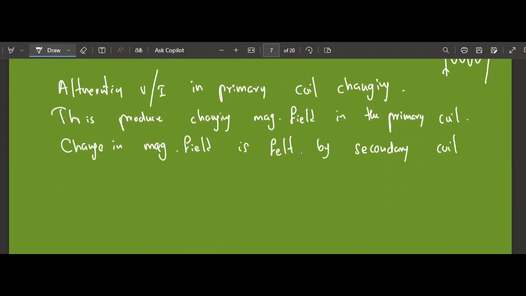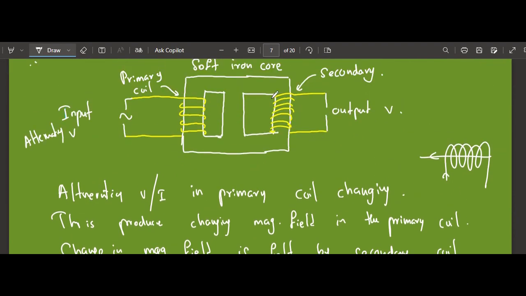Now what will happen? The secondary coil is a conductor which is inside the changing magnetic field. We have discussed before, when there's a changing magnetic field with a conductor, what will happen is a voltage will be induced in this secondary coil, right? So that is how we get the voltage out of it, right?